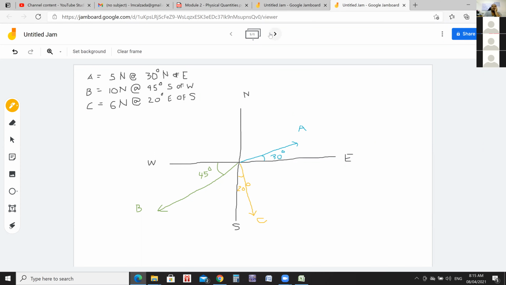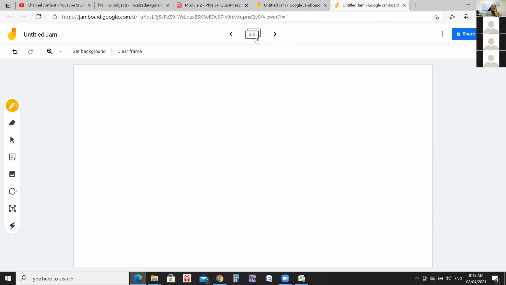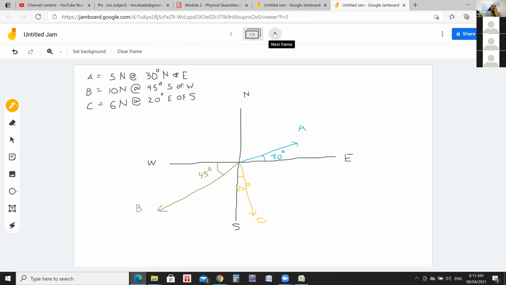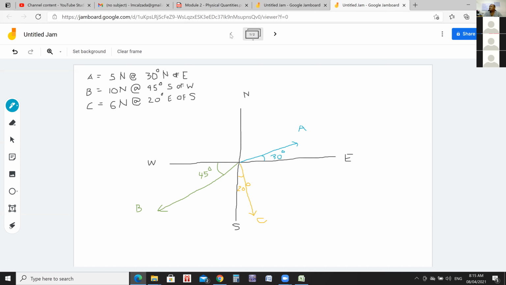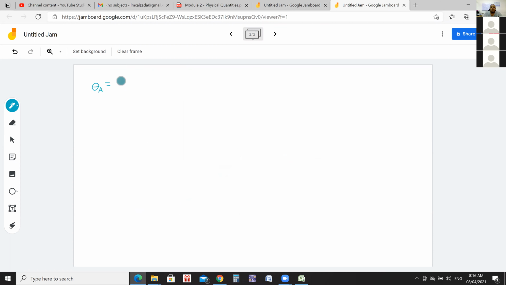Okay, those are the givens. Now, what do we do first? The next thing we will do is get the reference angle. Let us relate it to the next sheet. For the first reference angle, we have theta sub A. From the definition, reference angle is the angle from the positive x-axis toward your vector. So if this is your positive x-axis, which is east, toward here, how much is the reference angle? Clearly, it is given already. Reference angle is equal to 30 degrees.